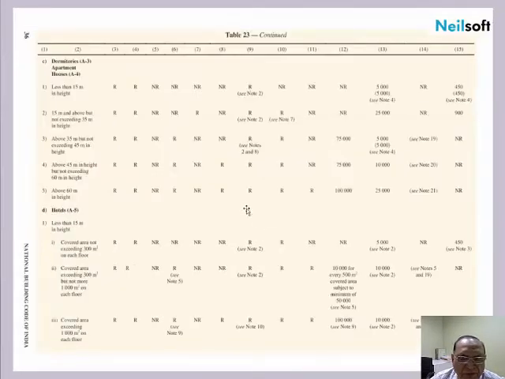Further we go with the next slide, then you will see that for some of the subcategories of these groups, some items are required, some are not required. And to comply with the code requirement or the NBC requirement, we have to follow these guidelines.